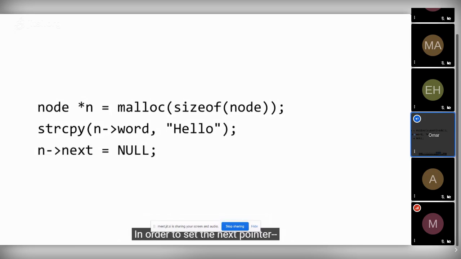In order to set the next pointer, if I knew what the next node was, I could set it right away. If I don't know, I could just set it to null. N arrow next equals null means right now nothing comes after this particular node. Of course, in your linked list, some of these nodes are going to have other nodes that are the next node in this sequence of elements inside of the linked list.